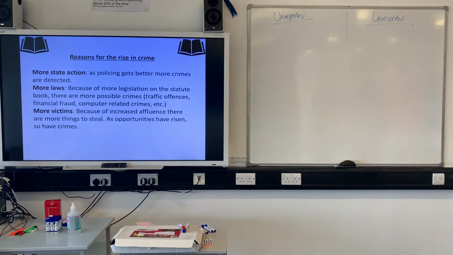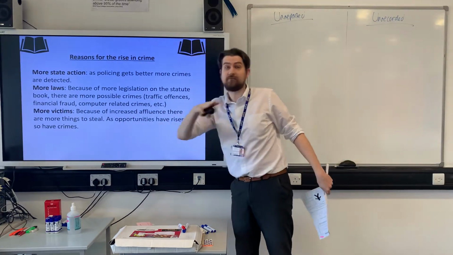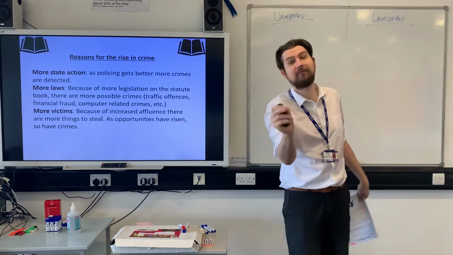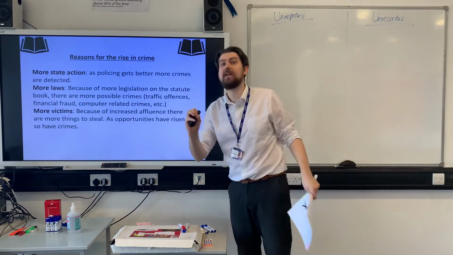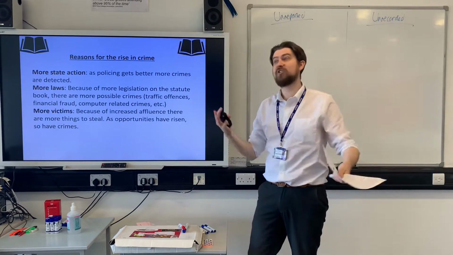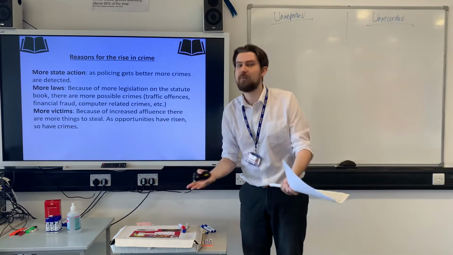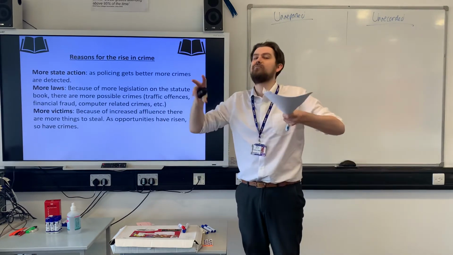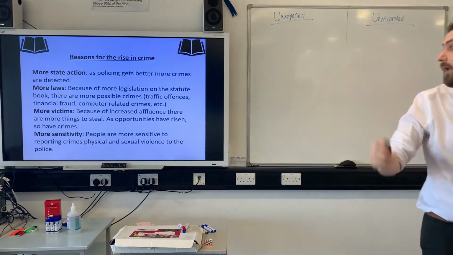More victims, because of the increased affluence, there are more things to steal. This might link into this idea of relative deprivation, if you remember. Left realist Leon Young said that relative deprivation was one of the causes of crime. So the fact that there was more to steal, not everybody's in poverty, it's just a few people in poverty and they can see the riches of everybody else, that might lead to them more likely going out and stealing.